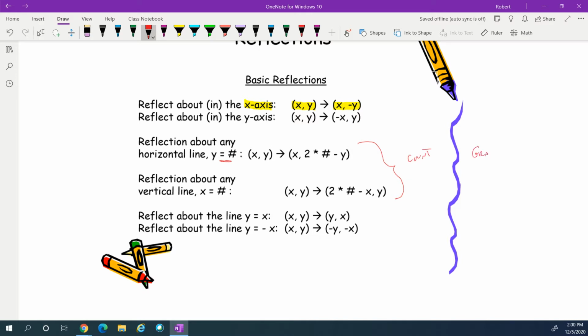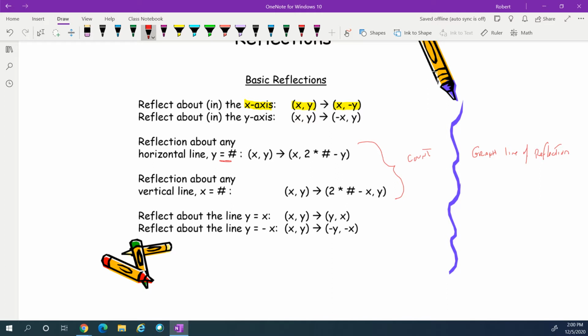If you can graph the line of reflection, then you can count in any of these. For every example here, you can just count, but you have to be able to graph the line of reflection. So remember, y equals is a horizontal line, x equals is a vertical line, and then just count, and we'll do some examples. To reflect about the line y equals x, it tells us swap the x and the y.